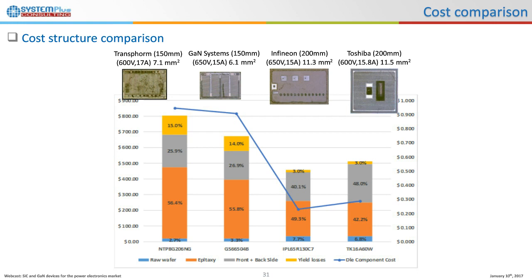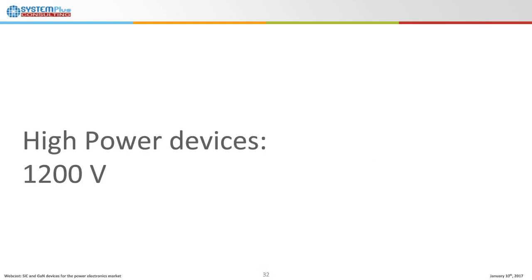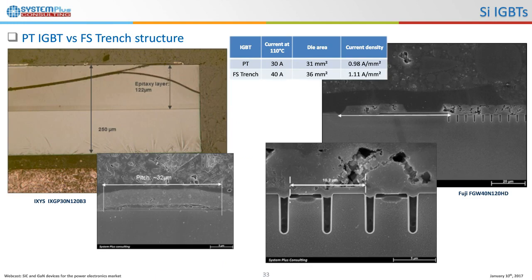So now let's have a look at 1200 volt devices. First of all, again, we'll see the standard technologies. The standard technologies in silicon are punch-through IGBT and field-stop trench structures. I took the main technologies, not the only ones, that you can find in the market at 1200 volts. I compared these two, and here you see that for the punch-through you have an epitaxy layer that we will see has an impact on the final cost. And for the field-stop trench, you have the trench structures.